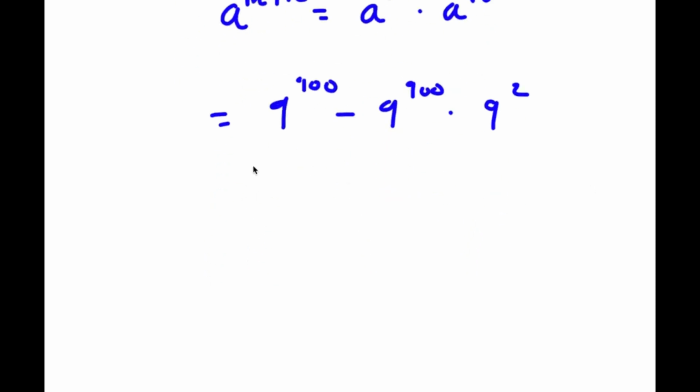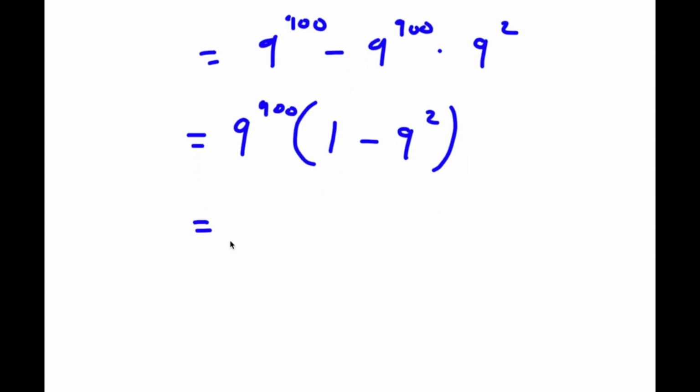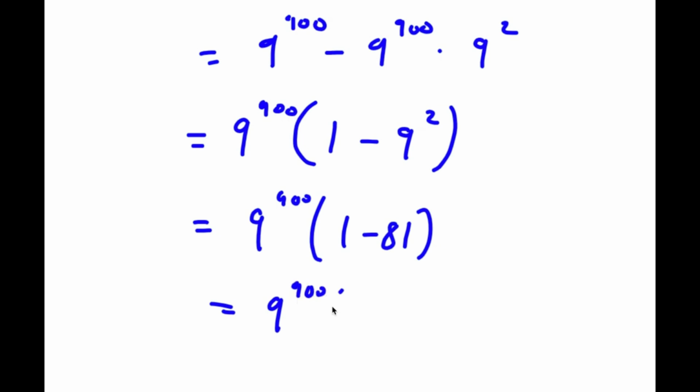Now from here, if I factor out 9 to the power of 900, I get 9 to the power of 900 times 1 minus 9 to the power of 2. Now 9 to the power of 2, that's simply equal to 81. So now I have 9 to the power of 900 times 1 minus 81. And 1 minus 81, that's equal to negative 80. So I have 9 to the power of 900 times negative 80.